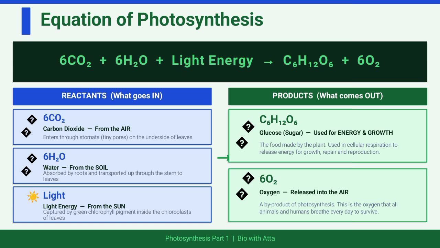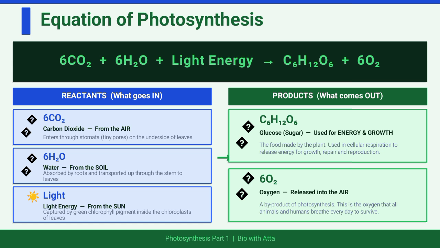Now on the right side, these are the products, the things that are made. C6H12O6, this is glucose. This is the food, the sugar that the plant makes for itself. It is used for energy and growth. 6 oxygen molecules means 6 molecules of oxygen. This is released into the air as a byproduct, and this is the oxygen that you and I breathe every single day.